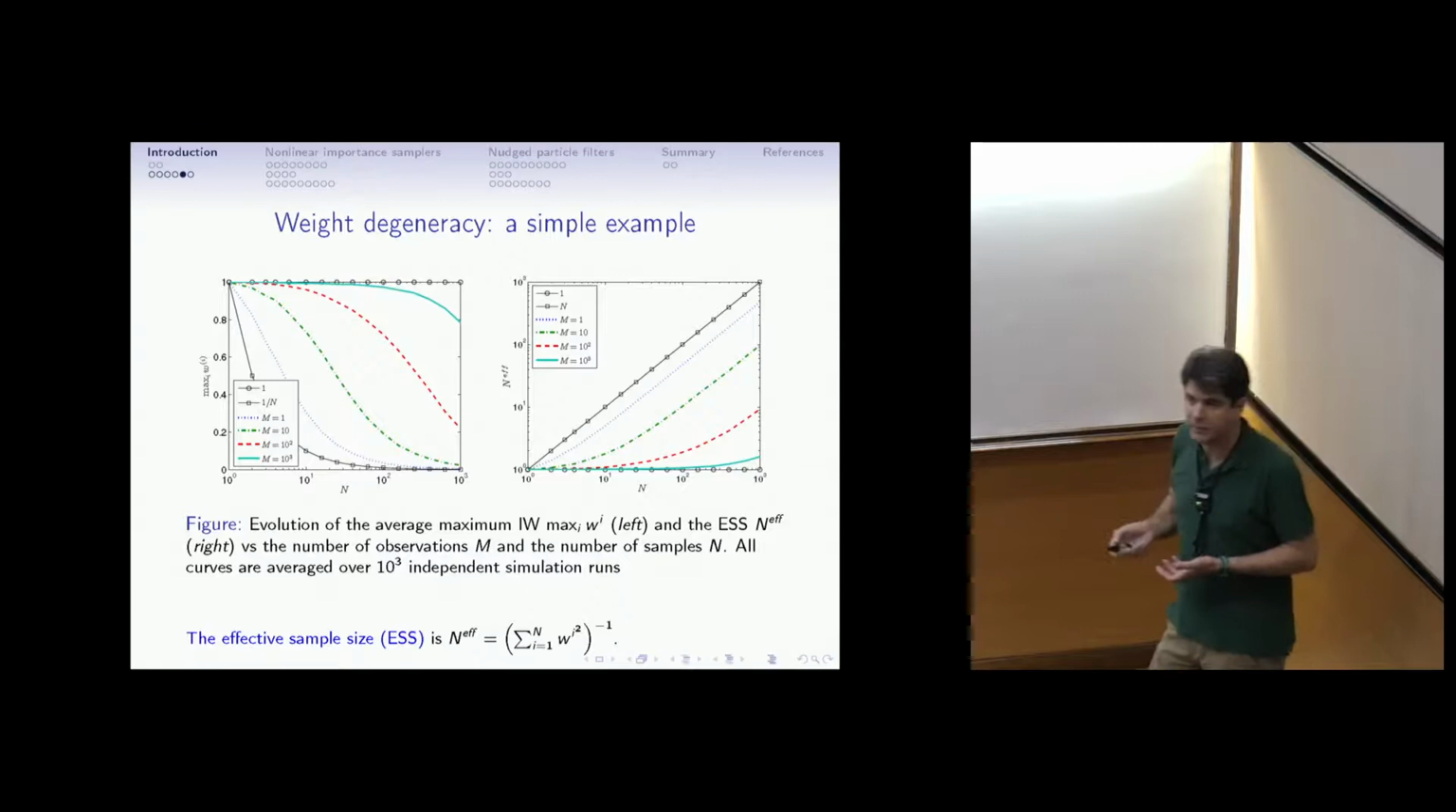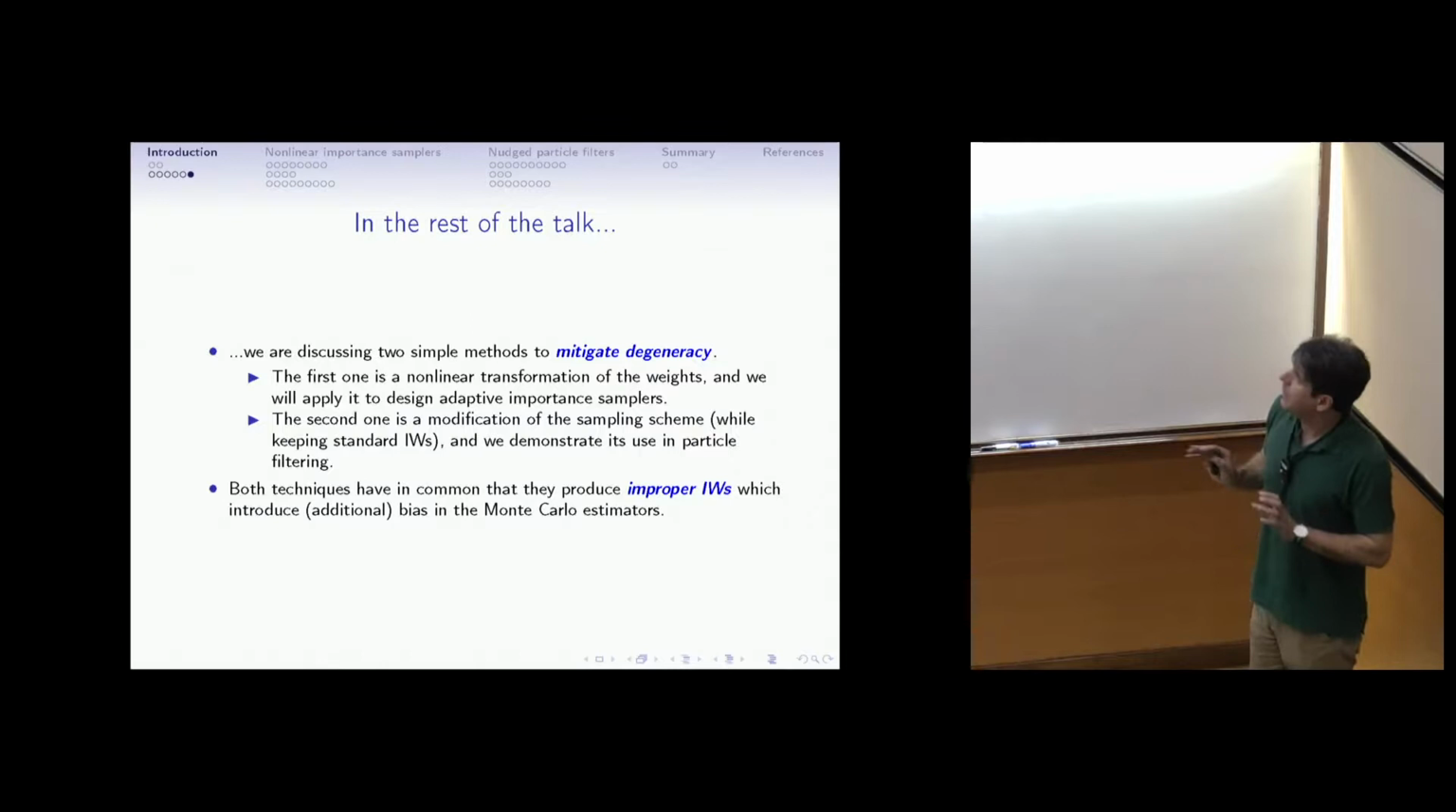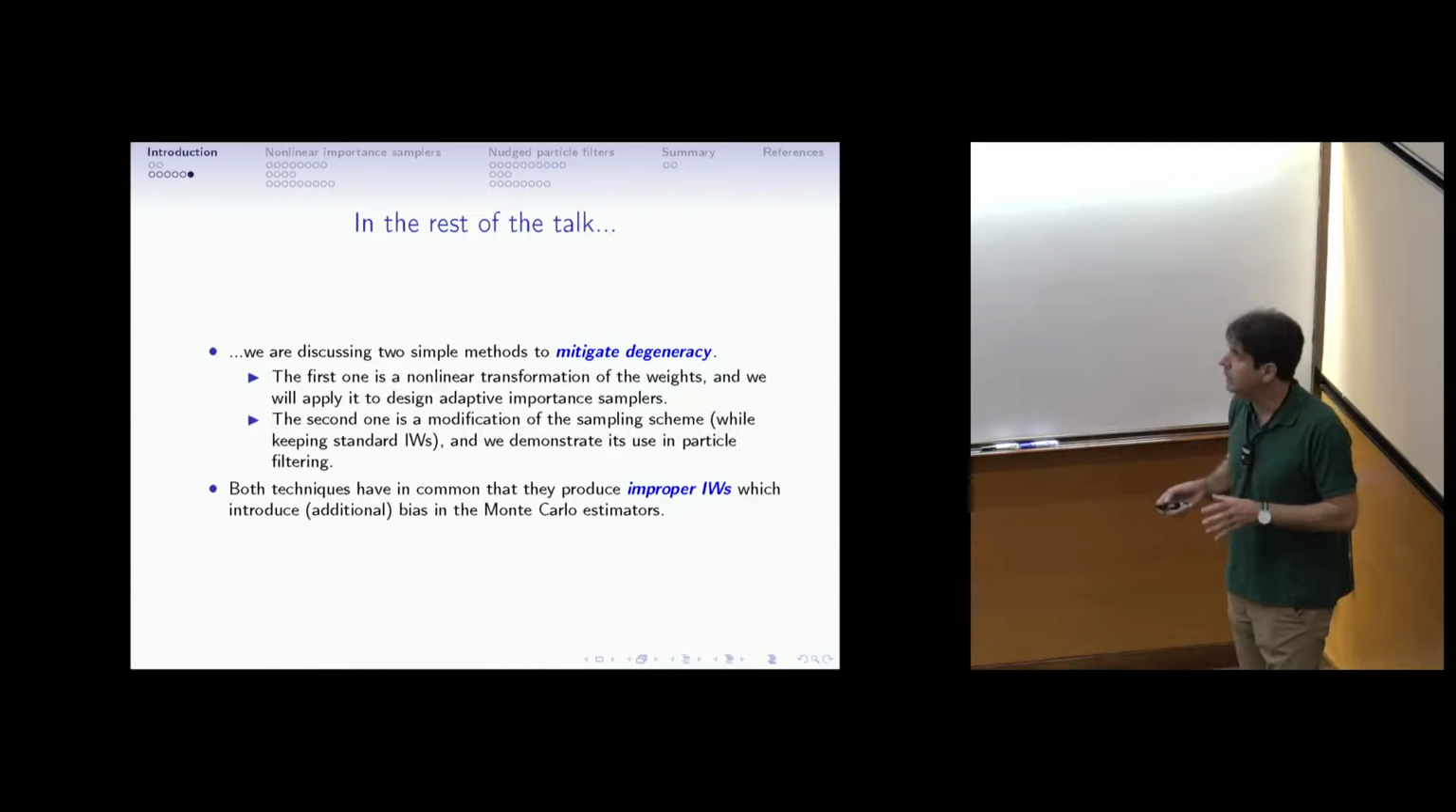So I'm going to tell you about two very simple methods that are aimed at mitigating this degeneracy phenomenon. You are not going to remove it. I'm not going to show you any proofs that degeneracy does not occur. I will show you examples showing that you can actually numerically make things work a bit better, and I will show you analytical results showing that at least you are not losing anything in terms of asymptotic behavior. Okay.